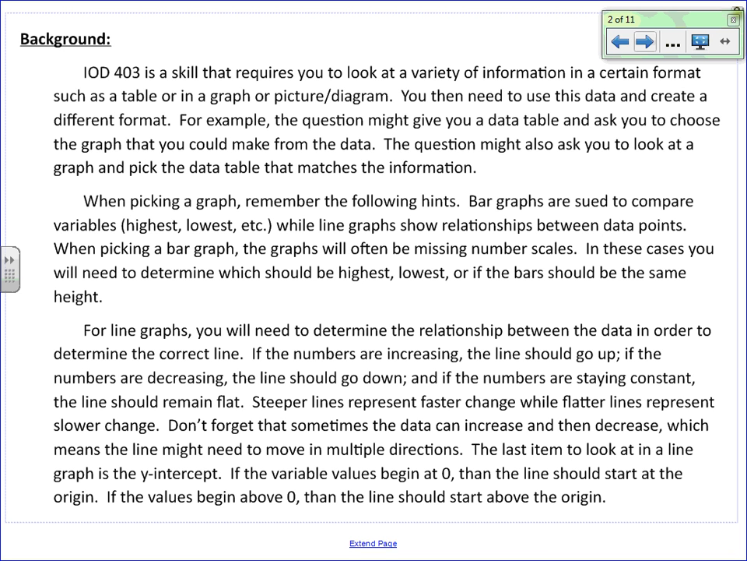All right, so that's just a quick overview of what you might be looking for here. The trickiest part is not having scales. There's no numbers on these graphs. You kind of have to eyeball it and figure out which one would make sense.